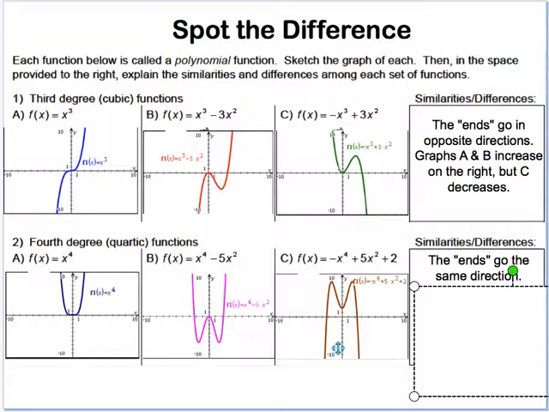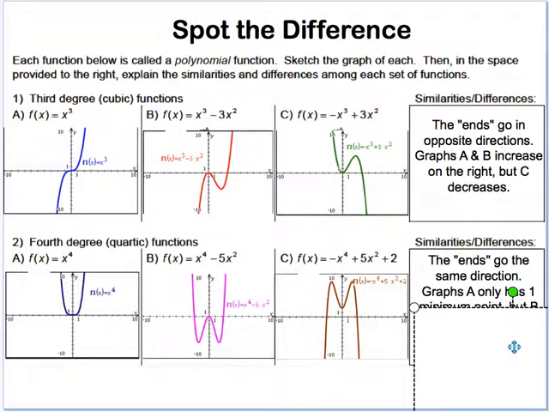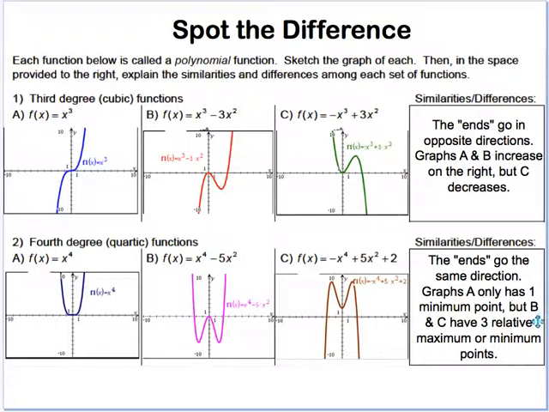Left and right are both going down here. Well, now there's lots of differences between these three formulas. Graph A only has one minimum point, but graph B and C have three relative maximum or minimum points. So you can have as many as three. You don't have to have three.